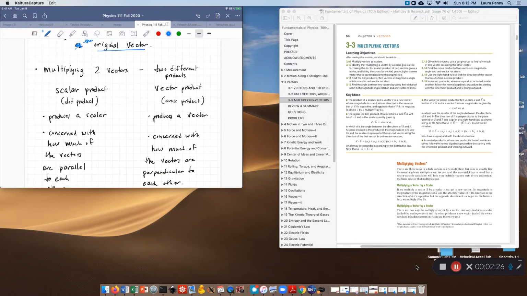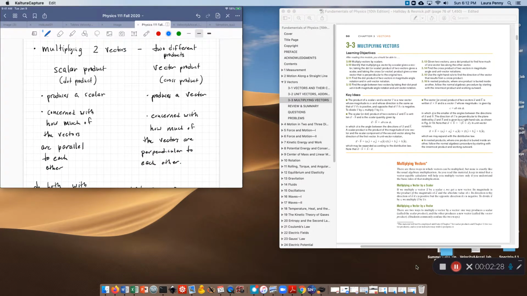Now when you multiply two vectors, there are two different products. There are two different ways of multiplying them, and they're not the same. You don't get the same thing out of them at all. They're actually two different products. It's like, do you want product 1 or product 2? But we don't call them that.